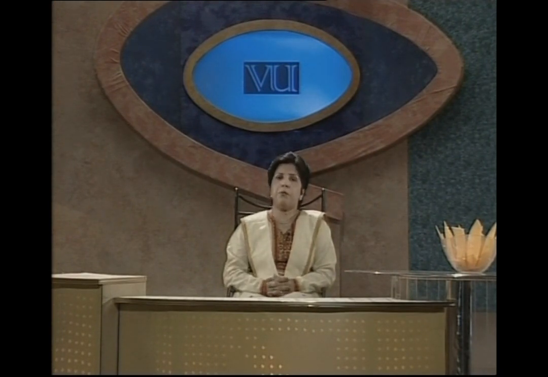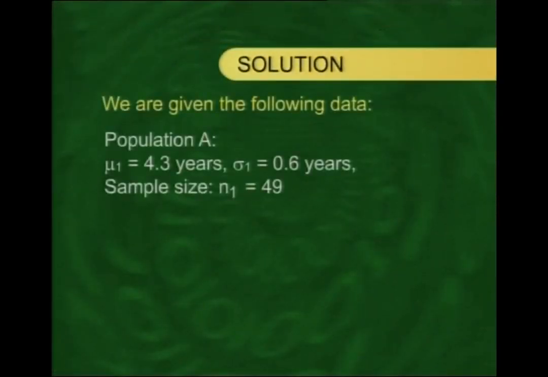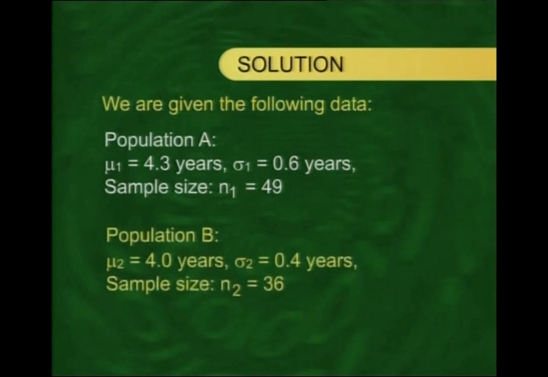So, how do we proceed with trying to solve this question? As you now see on the screen, the first thing to realize is the various pieces of information that we have. For population A, we have mu 1 equal to 4.3 years, sigma 1 equal to 0.6 years, and the sample size n1 is 49. On the other hand, for population B, mu 2 is equal to 4.0 years, sigma 2 is 0.4 years, and the sample size is n2 equal to 36.